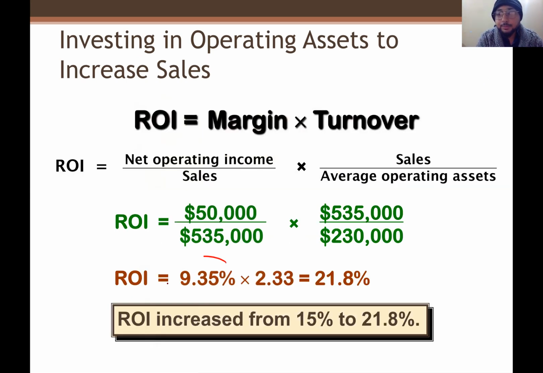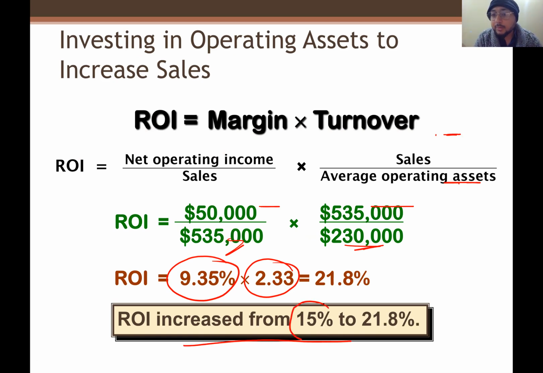So if we now calculate the ROI, the margin is 9.35%. Why? Because now it is income divided by sales, right? And look at that. The turnover, which is sales over average total assets, has now changed. So it's 2.33. Now, we know that ROI has increased considerably, from 15% to 21.8%.